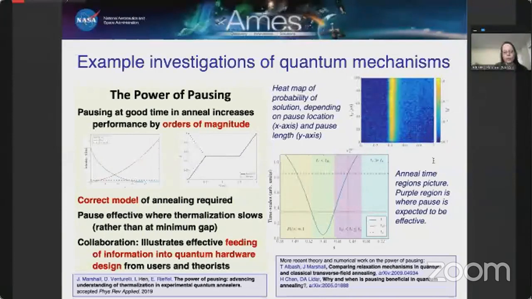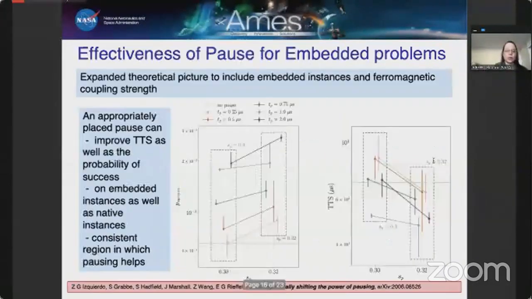The theory has been pushed forward. There are recent papers, both of Tamim and Jeff, and also of Chen and Lidar, looking at understanding the theory of pausing better. And we have recent results that Zoe will talk about that show improvement in time to solution for a set of problems. But I'll leave that for her to go over with you.